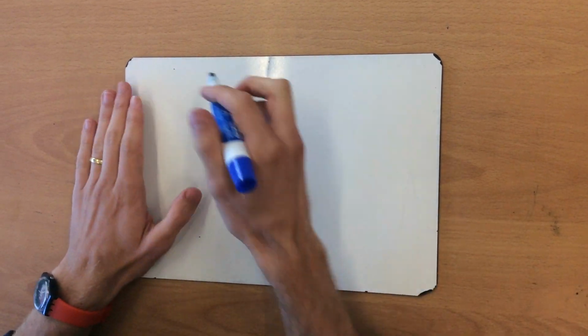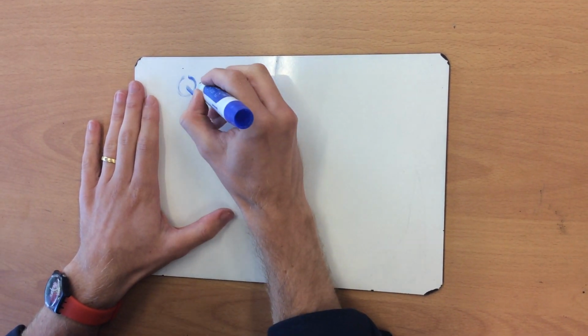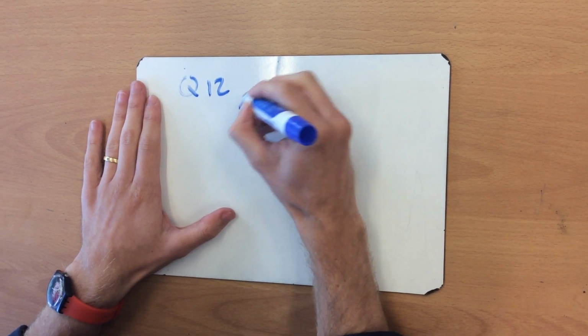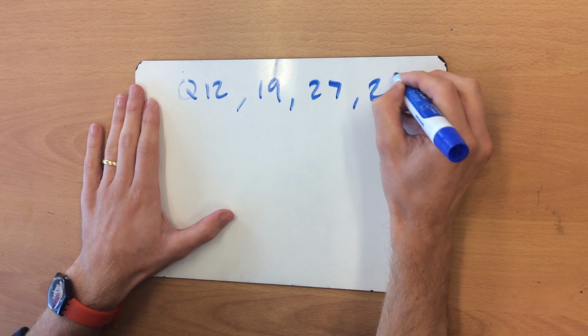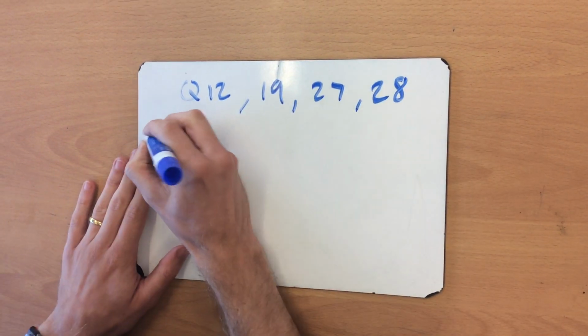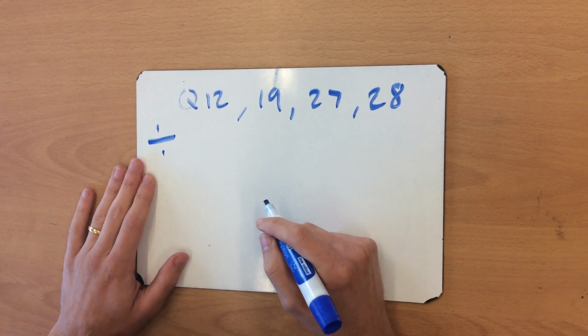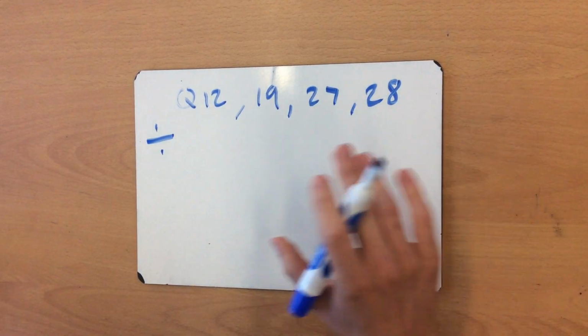I noticed in the arithmetic paper today there are a lot of division questions. I've written the questions on here. Question 12 was division, question 12, 19, 27 and 28. Even though these were all division-based questions, actually it was division done three ways in a way.